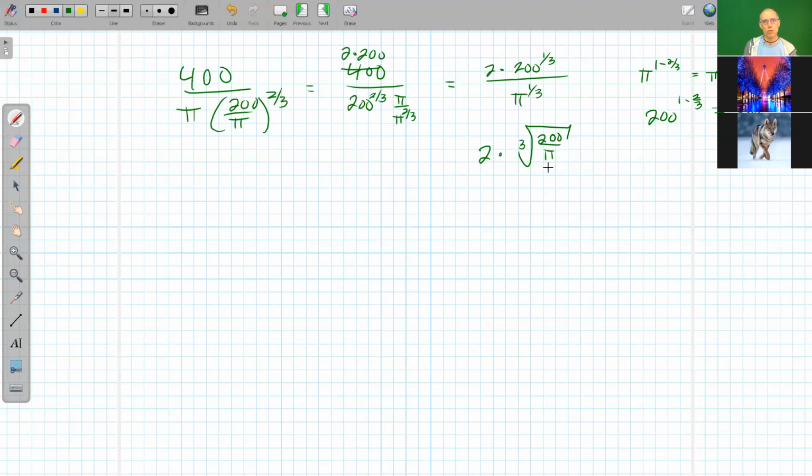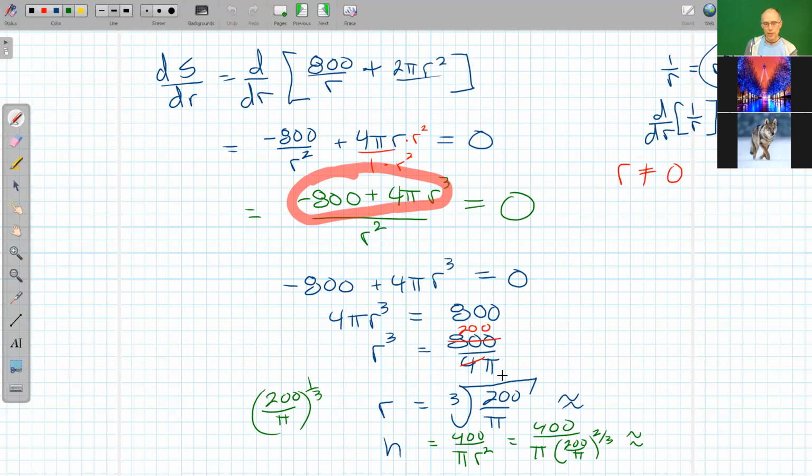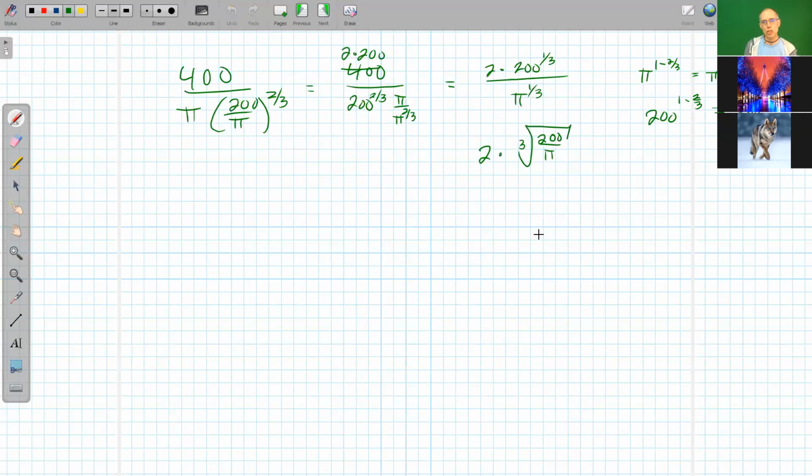And wait, cube root of 200 over pi looks familiar. Where did we see that? That's my radius. Interesting. So the optimal dimensions here are that the radius is equal to the cube root of 200 over pi. Oops. So I was just looking, is there some significance to the number we found for H? And we found that H is twice that radius, which is the diameter. Oh my gosh. The height is the diameter.